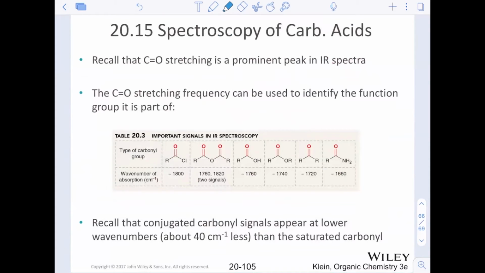Doing a little bit of spectroscopy. Don't forget, we do have spectroscopy going on in every section. CO stretching still, just like we saw in chapter 19. Now we just have different functional groups. This chart is pretty important to be able to start differentiating the range of carbonyl signals. Remember, conjugated carbonyl signals appear at lower wave numbers, around 40 centimeters to the -1 less than a saturated carbonyl. So that wave number is slightly lower for our chapter 20 carboxylic acid and their derivative molecules.